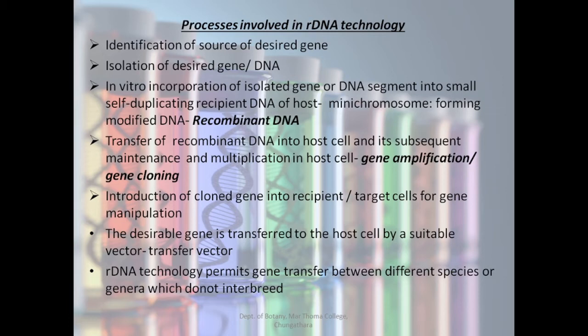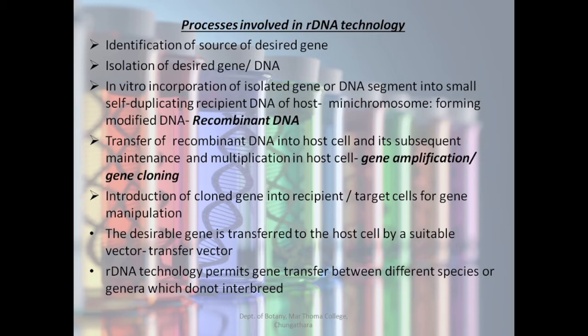After identification of the source, we isolate the desired gene or the DNA. In this step, we can carry out the process in two different ways. We can either isolate it from the parent organism where this desired gene is present, or we can artificially synthesize it by comparing the genome of the parental cell or the source cell. By these two methods, we can obtain the desired gene or the DNA.